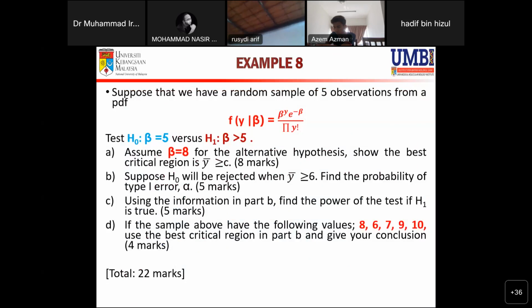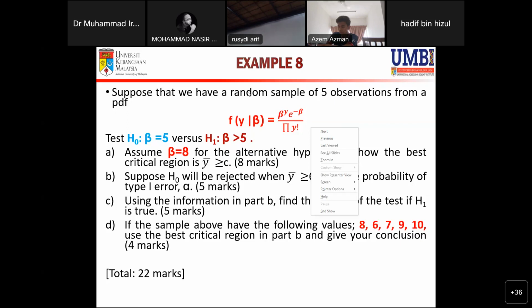So in example 8, suppose that we have a random sample of 5 observations from a PDF, a probability density function of y given the parameter beta, only one parameter here. So it's given by this form. Do you know what this form is? This is a Poisson distribution. Sorry, it's a probability mass function, or PMF, because Poisson is count data, so it's discrete values. So it comes from the Poisson distribution.